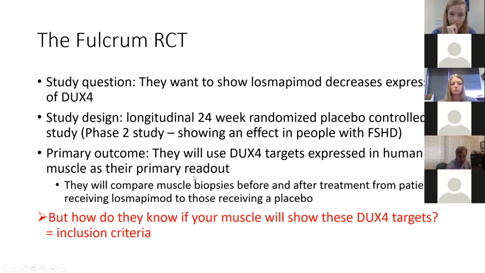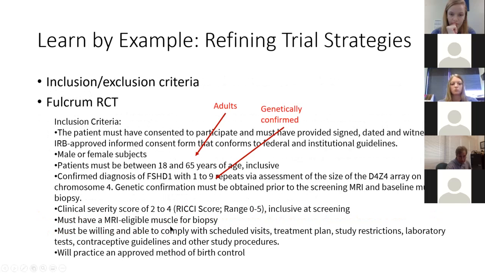But one question that may come up is, how do they know that a muscle is going to show these DUX4 targets? And this is where we get to the importance of inclusion criteria. And some people ask me, because I'm running a large study where I say one of the goals is to help refine inclusion criteria, but the reason you need to do it is because you need to be able to help companies when they're thinking about how to design their studies.